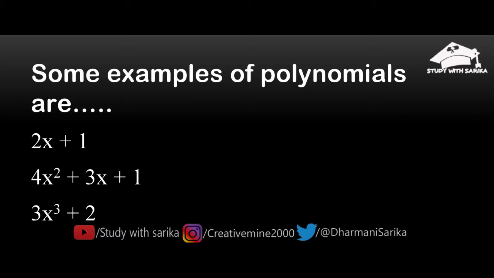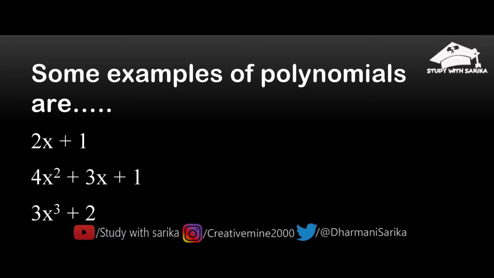Like in the first one, you can see there is no power on the x. That doesn't mean that it doesn't have any power. If any variable has no power written, that means it has power 1. Because if you add 1 as a power, it will not make any change to the expression. It will remain the same, whether it is 2x plus 1, or 2x to the power 1 plus 1. That's why we don't mention it.